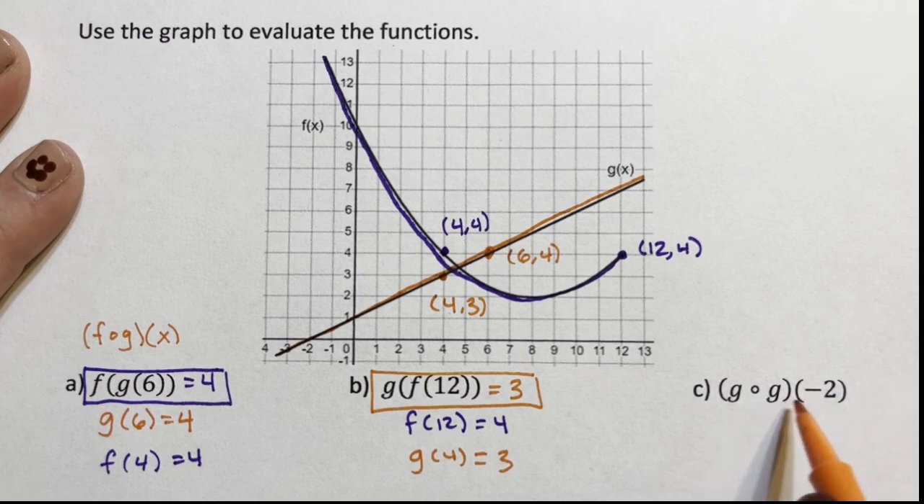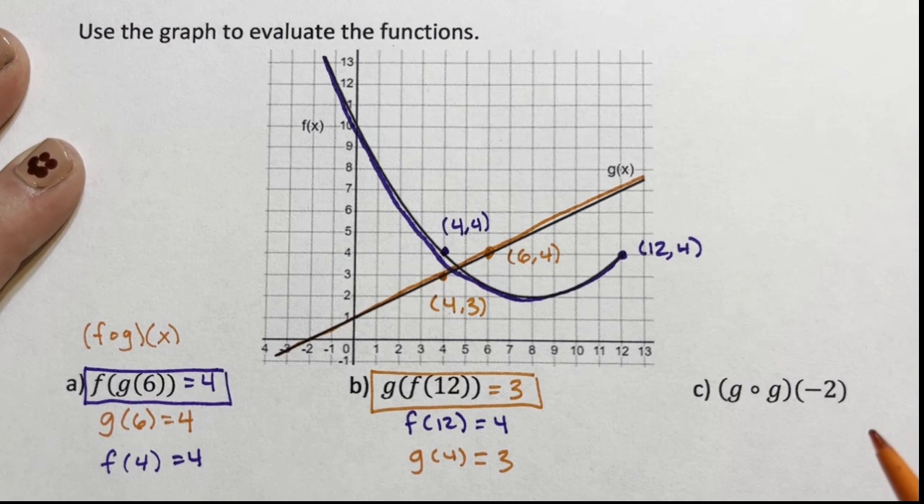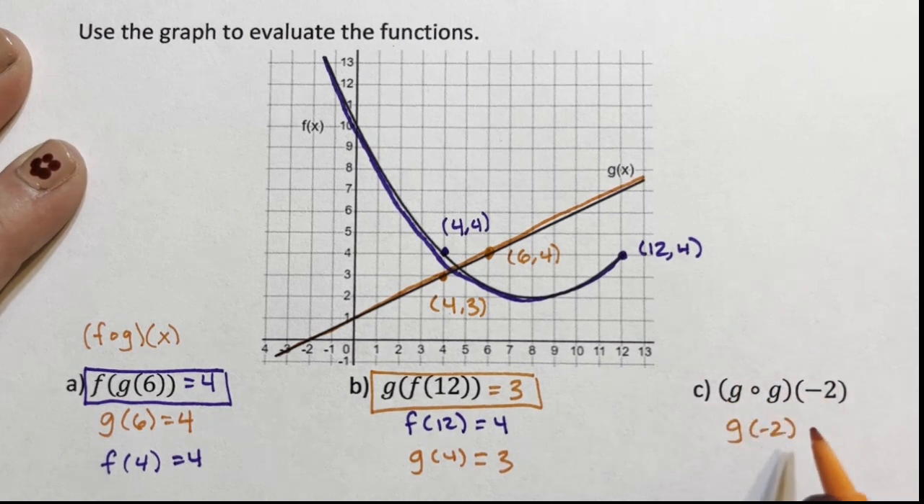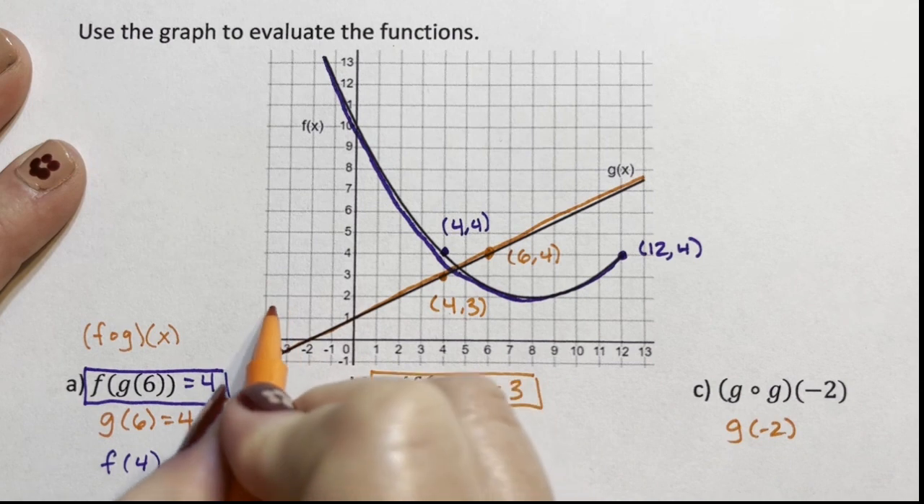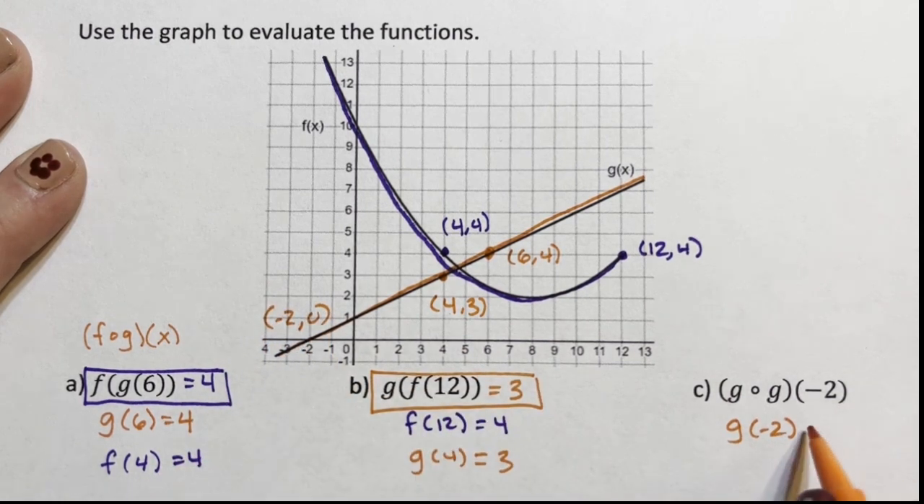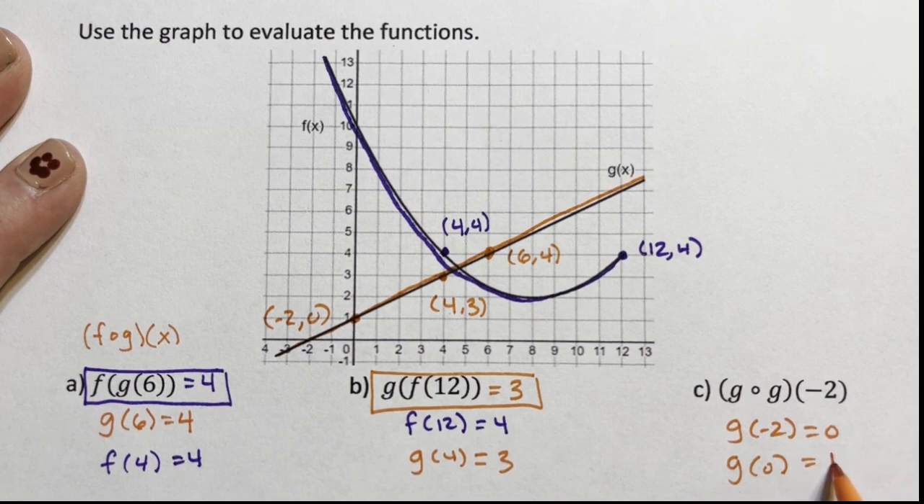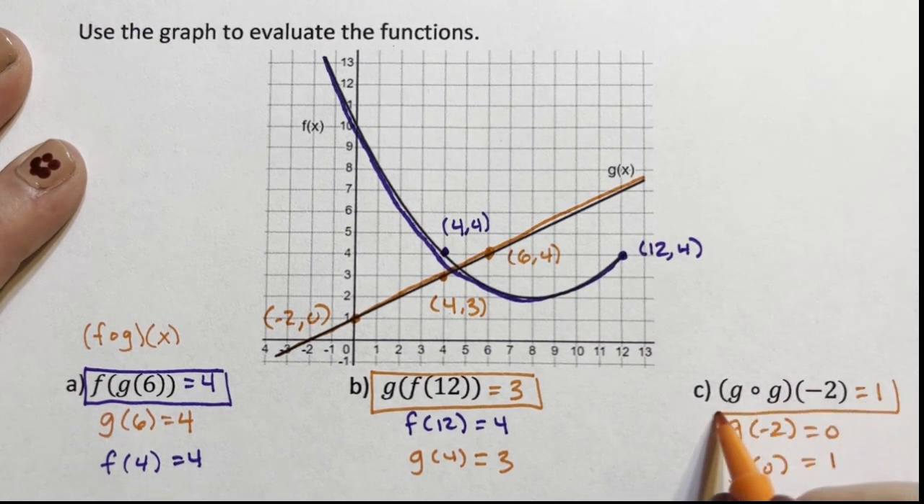All right, g of g of negative 2. The nice thing about this type of thing is we can put a function into itself. So for the inside g of negative 2, we come all the way over here to negative 2. Our output is 0. Then we look for g of 0. At 0, g of x is 1. So g of g of negative 2 is 1.